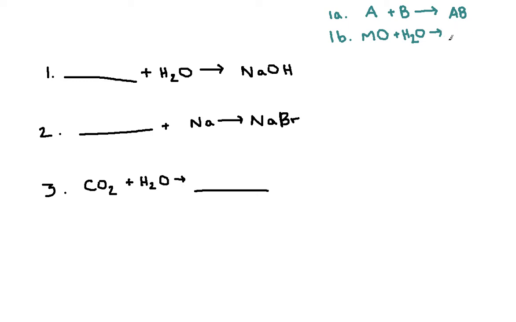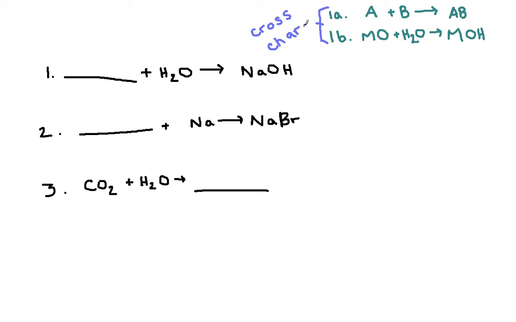Well, I'm not going to write base here. I'm instead going to write the formula for a base, which is something that you're responsible for. All a base is a metal that is bound to hydroxide. So remember, the important thing for these two different types of synthesis reactions, the 1A and the 1B, is you have to cross your charges.